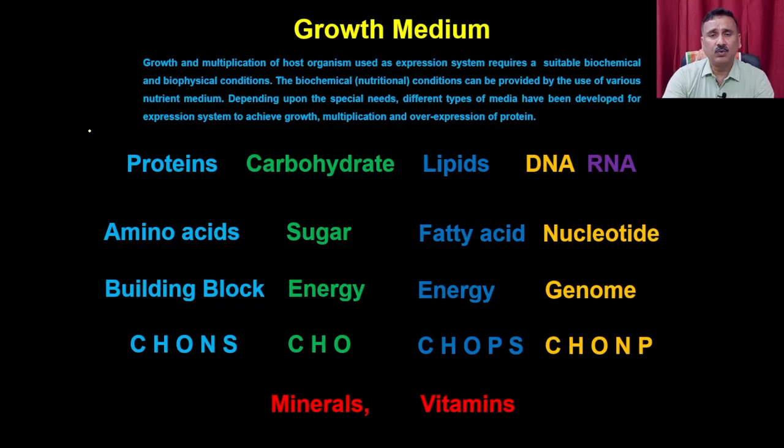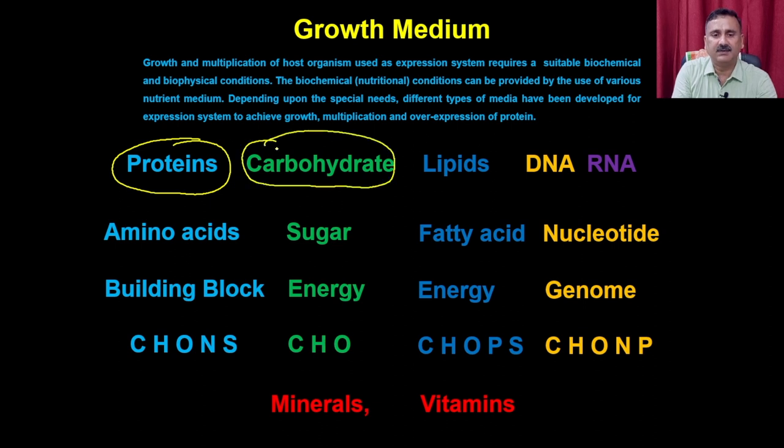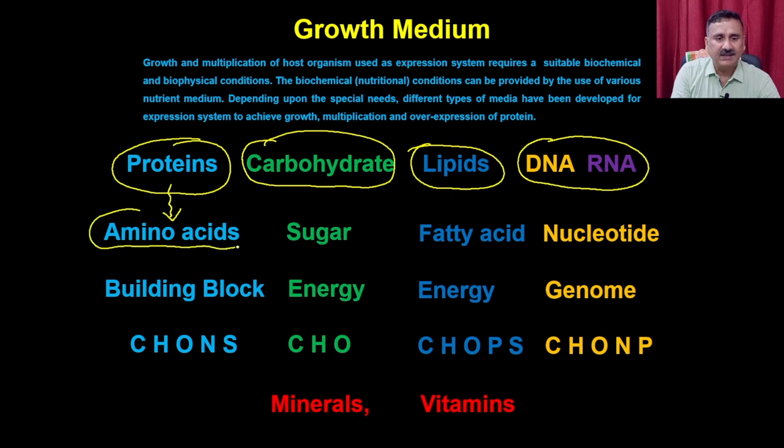When we talk about the growth medium, the growth medium of a host organism is required to produce the four major basic biomolecules. One is protein, second is carbohydrate, third is lipid, and the fourth is the DNA or the RNA. Proteins are made up of amino acids, and these amino acids are made up of five different types of atoms: carbon, hydrogen, oxygen, nitrogen, and sulfur.